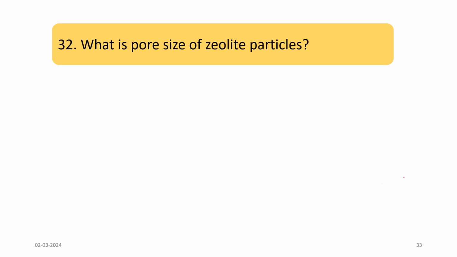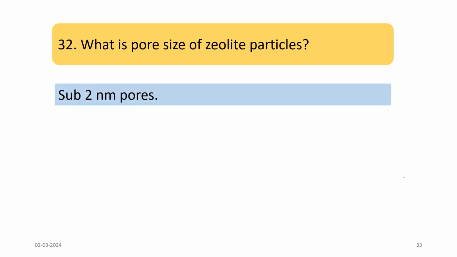Next is, what is the pore size of zeolite particles? The answer is sub 2 nanometer pores, because zeolite particles are porous particles, microporous particles. Okay, so suppose this is a zeolite particle, so it has pores. Okay, so these are less than 2 nanometer pores.